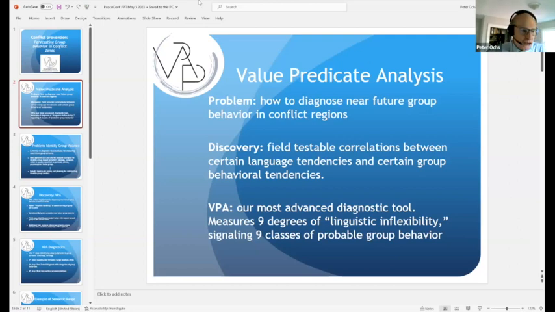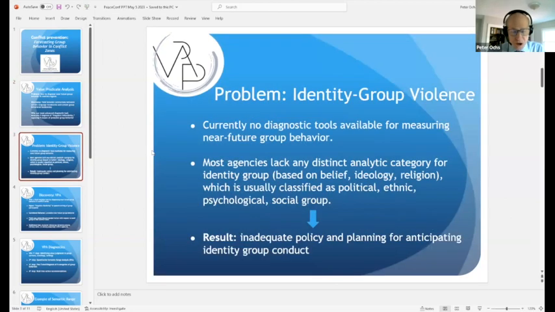Once we made the discovery about 10 or 11 years ago, we weren't able to locate any other agency or academic or peace-building research group that forecasts group behavior in this way. So until we find partners like that, we've worked on our own, and we'll be describing to you what we've done.